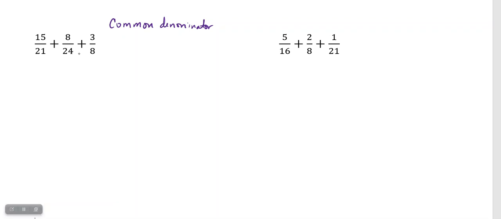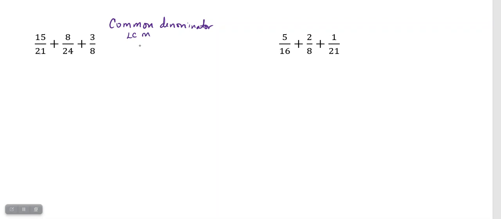And what I look at is I know 8 goes into 24, but 8 won't go into 21. If I multiply 24 times 21, I'm going to get a common denominator for all 3. Or I can look at this and find my least common multiple.